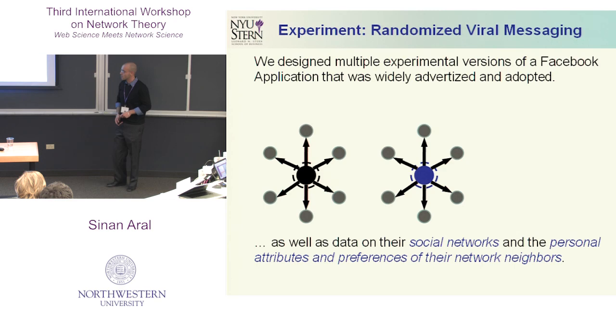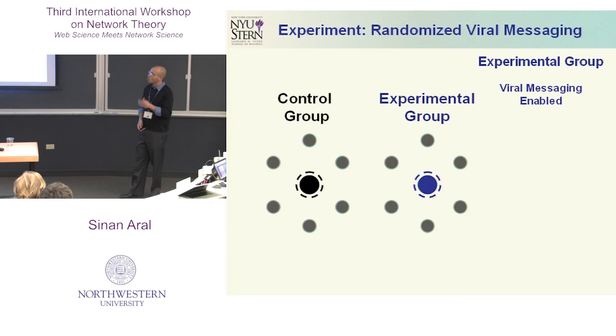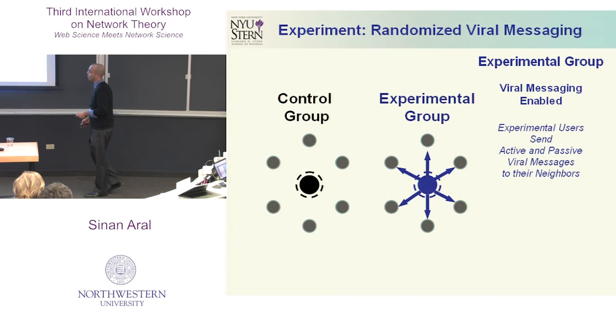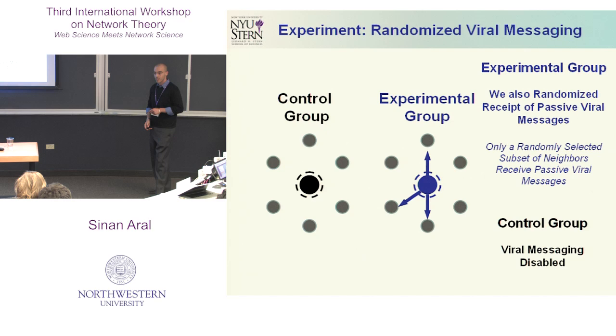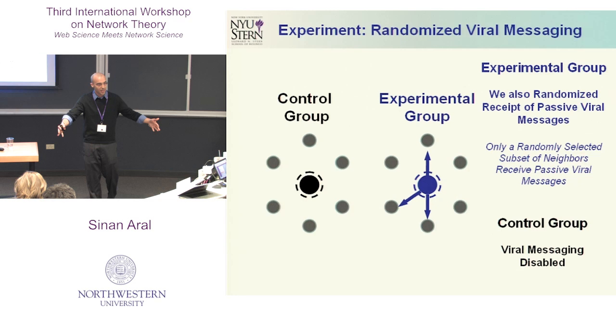We then have this control group and this experimental group. In the experimental group, viral messaging is enabled. Experimental users send active and passive viral messages to their neighbors. In the control group, viral messaging is disabled. Okay? We also, we should note, randomized the receipt of the passive viral messages, so only a randomly selected subset of neighbors receive passive viral messages. And what this allows us to do is run a second randomized trial on the susceptibility to peer influence upon receipt of a notification, because the person there isn't choosing who to send the message to, and everybody who is friends with a given individual is probably as likely to be homophilous with them as their random neighbor who may or may not receive a message, okay?